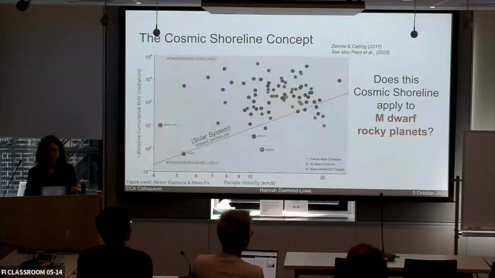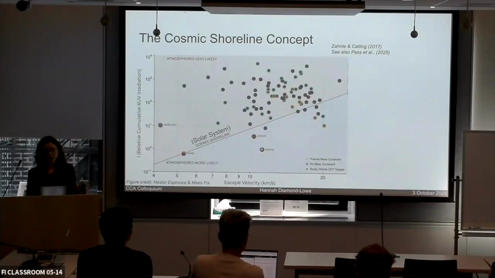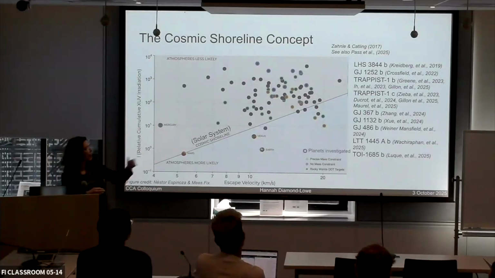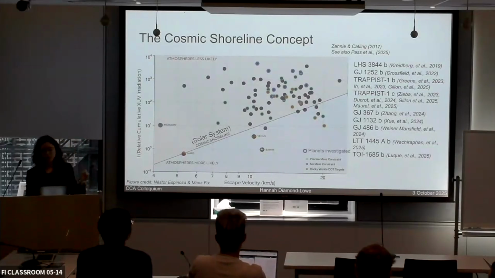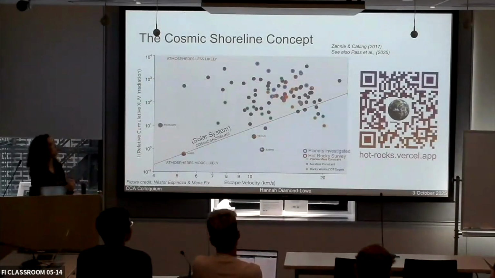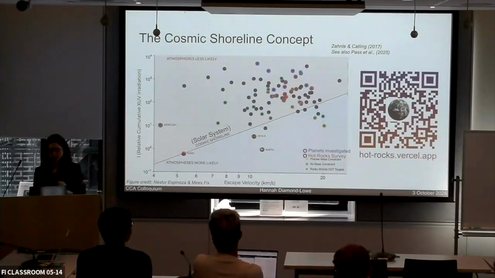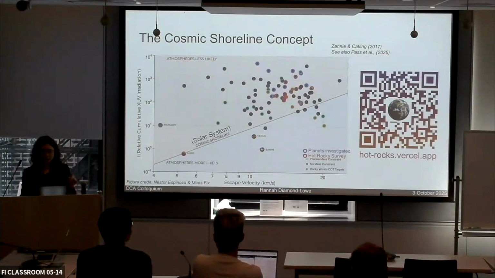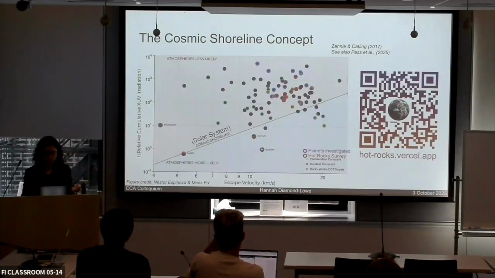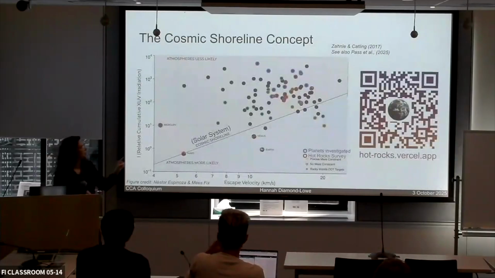All right. Okay. So here we go. Here's the cosmic shoreline. Does it apply to M-dwarf rocky planets? This has been explored quite a bit now in the literature, so there's a lot of papers you can read about this. I'm going to focus a little bit on this sample of planets. This is the Hot Rock Survey. This is the large JWST Cycle 2 program that I lead, and we have 4 papers out now on this. The goal here is to look at these 9 planets and try to search for this CO2 in the atmospheres.